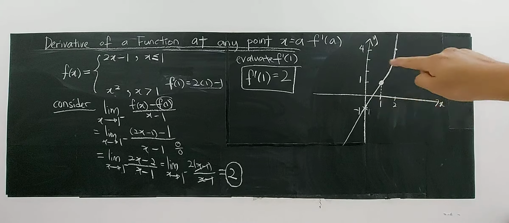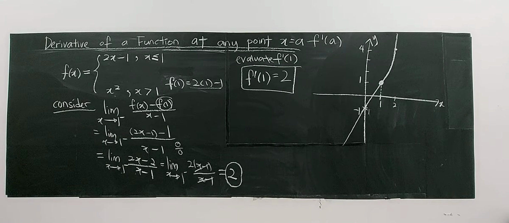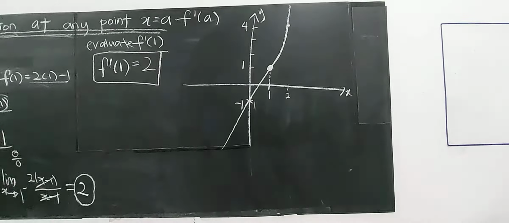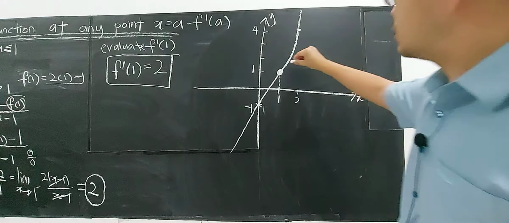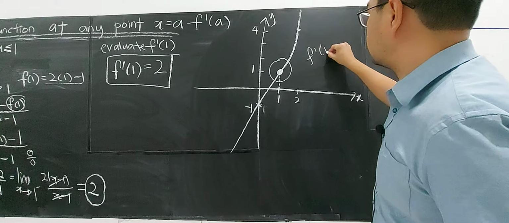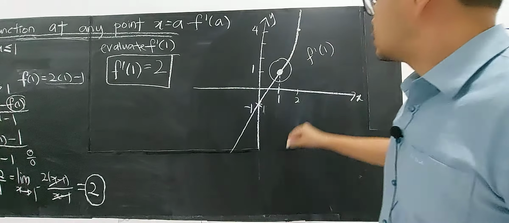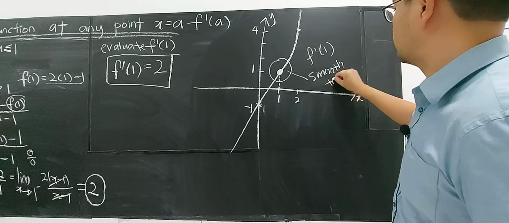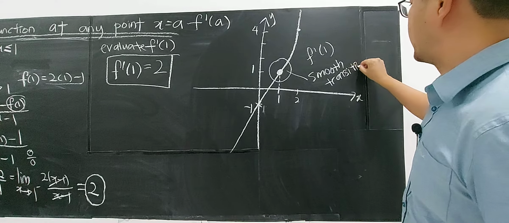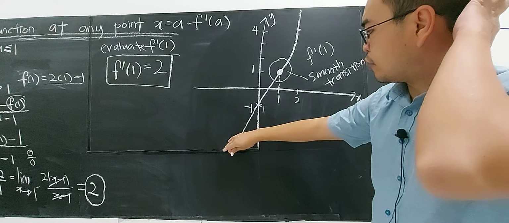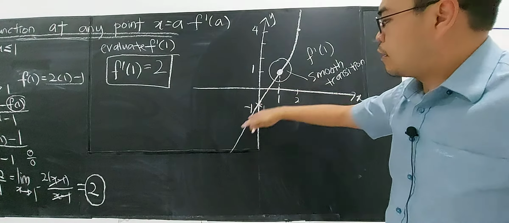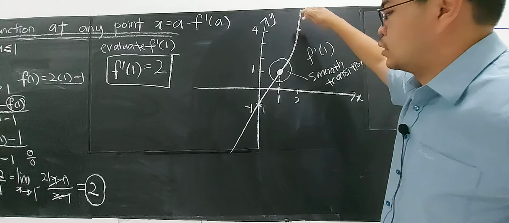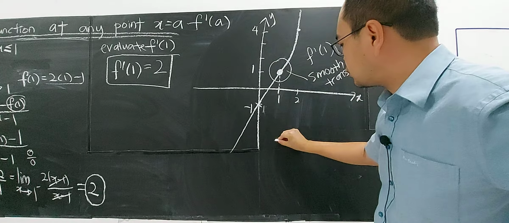So you see, what is the meaning of f prime 1 exists? Let's look at the diagram here. F prime 1 exists means that there is a gradient which is 2. It means that here is a smooth transition of the values. So if you have a roller coaster with this shape, passing through this point, the roller coaster will go through, because at this particular point, the transition is smooth.